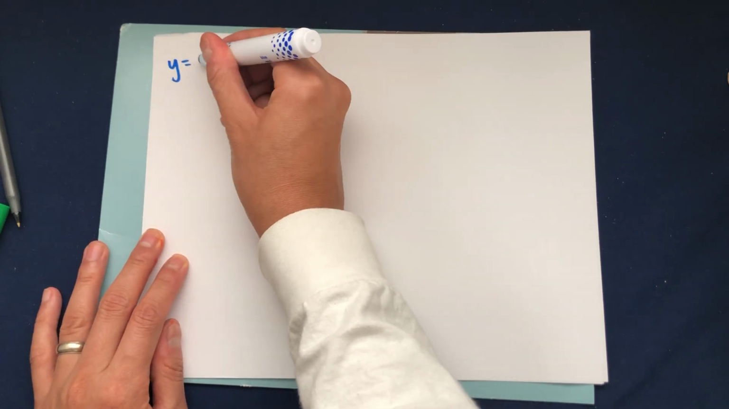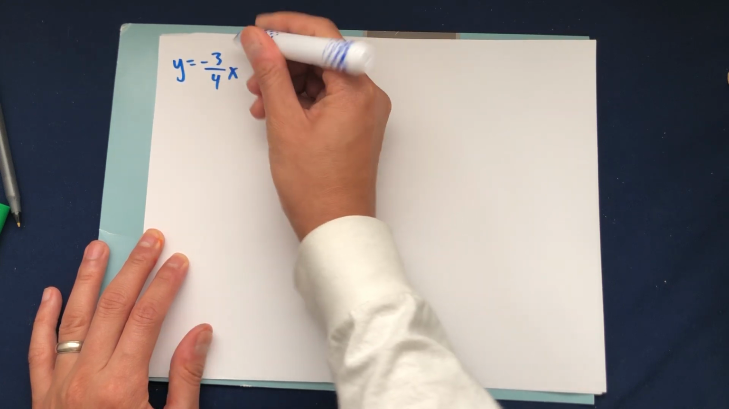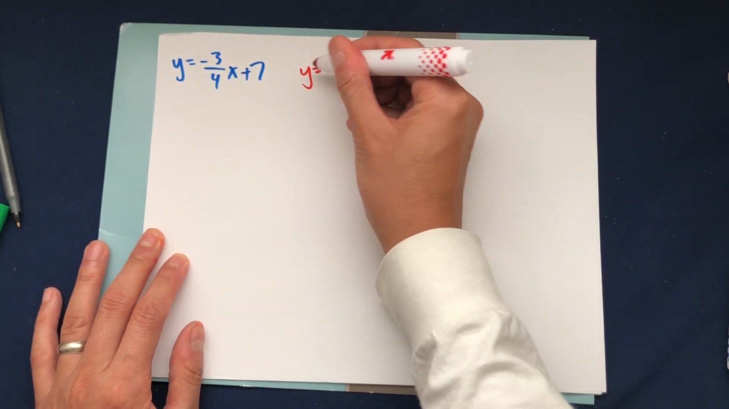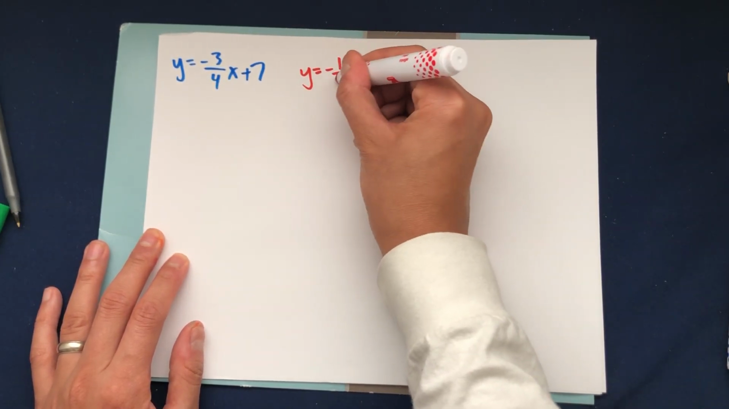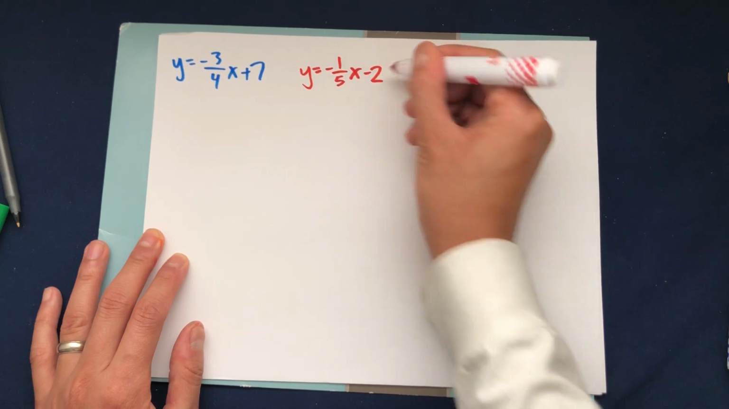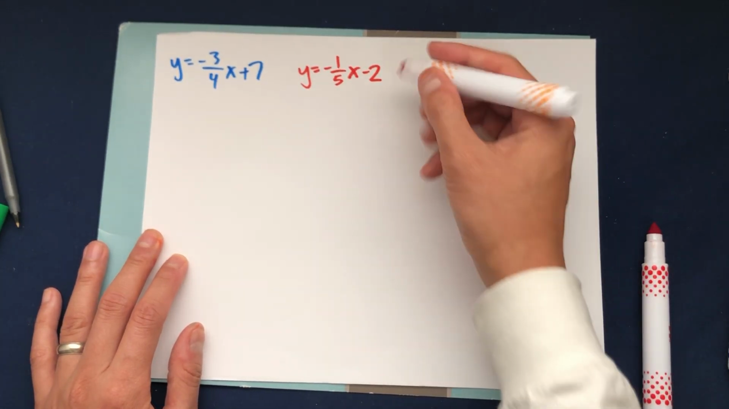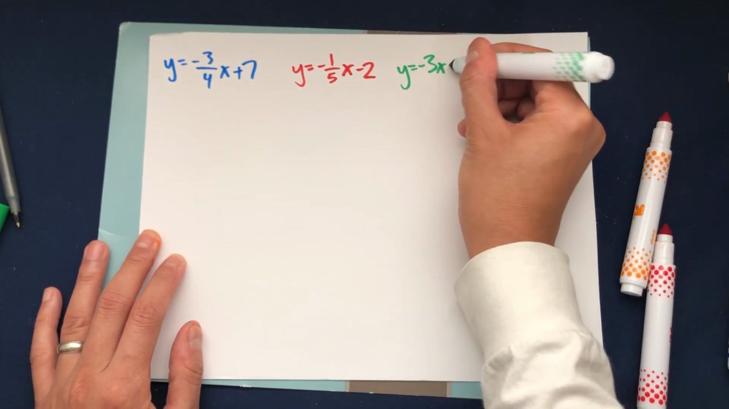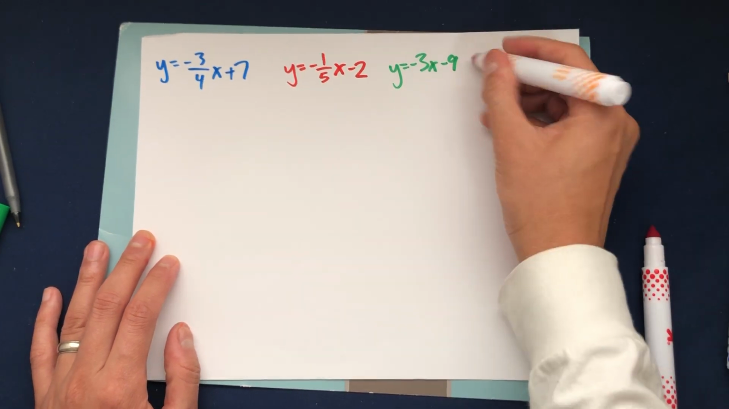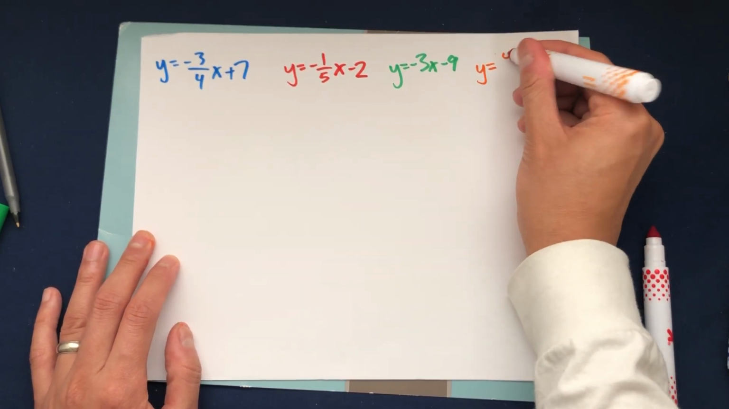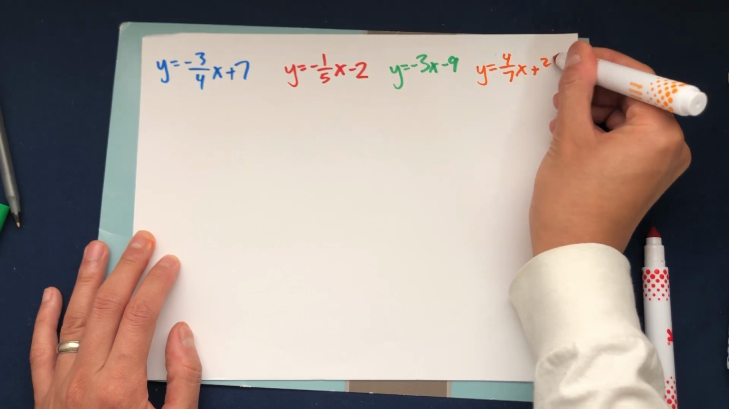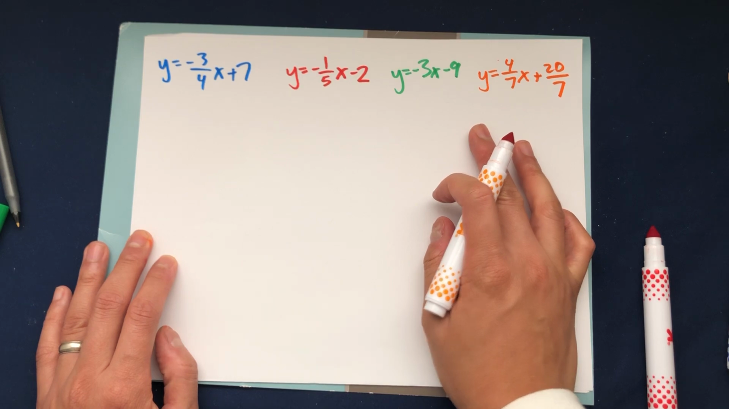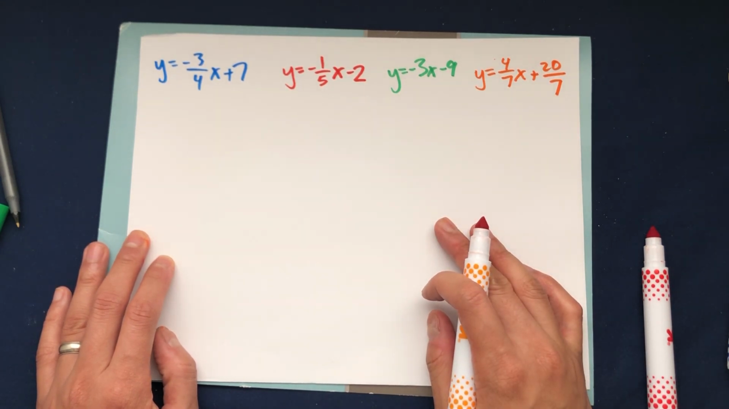y equals -3/4 x plus 7. y equals -1/5 x minus 2. y equals -3x minus 9. And y equals 4/7 x plus 20 over 7. These are my equations that I came up with from chapters 1 and 2. You definitely need to come up with your own equations.